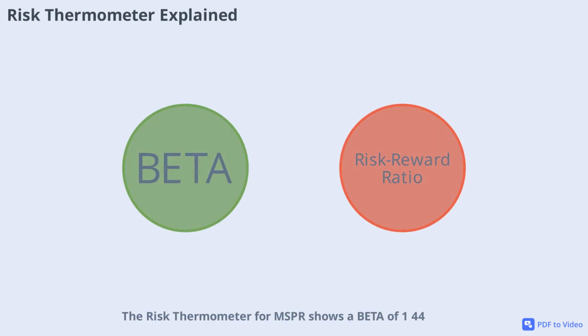The risk thermometer for MSPR shows a beta of 1.44, indicating high volatility, and a risk-reward ratio of 1.25, which is favorable for risk-tolerant traders. The 52-week position near the low suggests there's room for a rebound, but also highlights the stock's vulnerability. Understanding these risk metrics is essential before making any trading decisions, especially with such wide price swings and technical uncertainty.